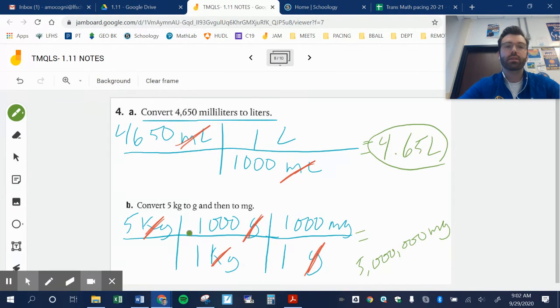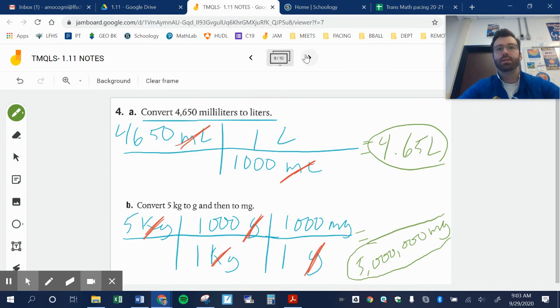All right, let's take a look here. I went 5 kilograms, so 1 kilogram for 1,000 grams. And then I went from grams to milligrams. So 1 gram gives me 1,000 milligrams. My units canceled. I was left over with my milligrams. And this one I'm multiplying straight across the top, 5 times 1,000 times 1,000 to get 5 million milligrams.